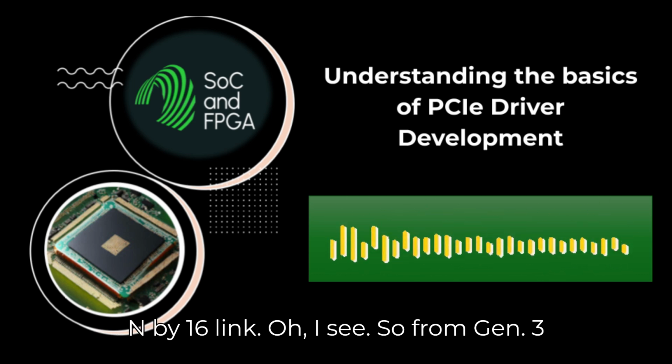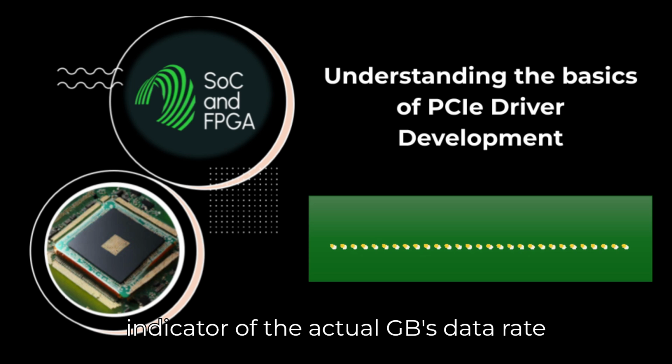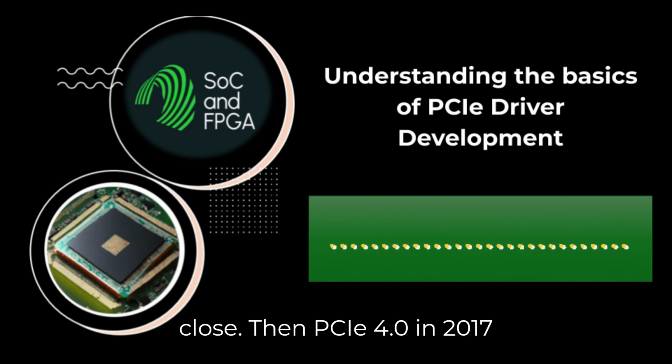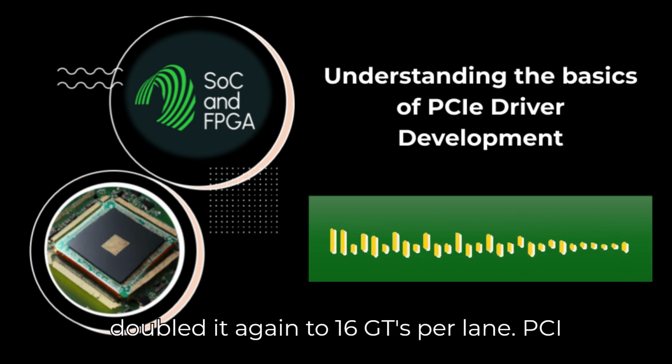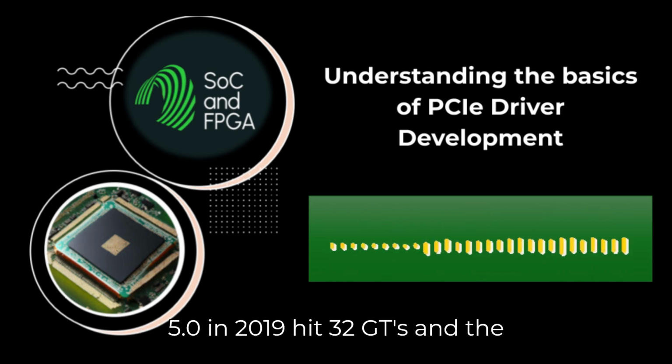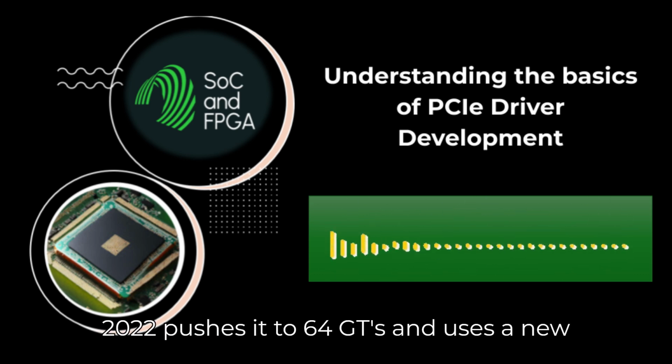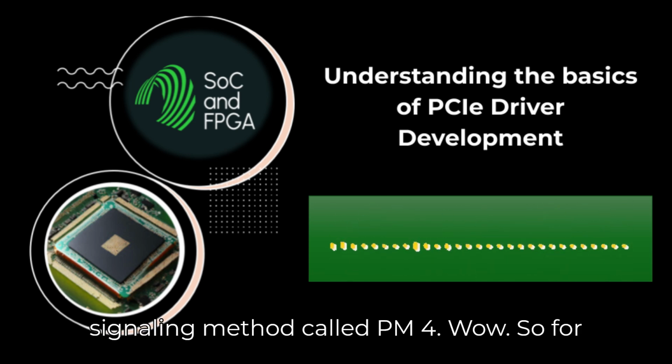I see. So from Gen 3 onwards, the GT/s numbers are a pretty good indicator of the actual GB/s data rate you get. Pretty much, yeah. They're very close. Then PCIe 4.0 in 2017 doubled it again to 16 GT/s per lane. PCIe 5.0 in 2019 hit 32 GT/s, and the latest, PCIe 6.0, finalized in 2022, pushes it to 64 GT/s and uses a new signaling method called PAM4.